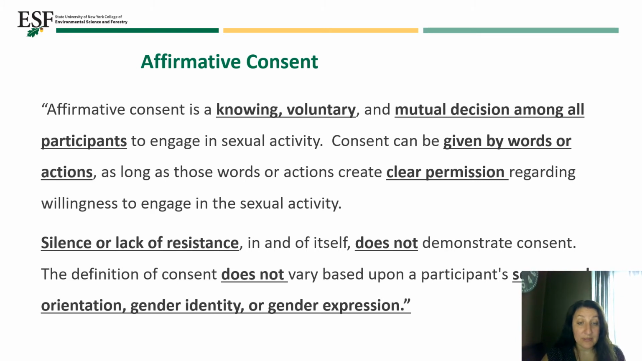Silence or lack of resistance in and of itself does not demonstrate consent. The definition of consent does not vary based on participants' sexual identity or sexual orientation, gender identity, or gender expression.